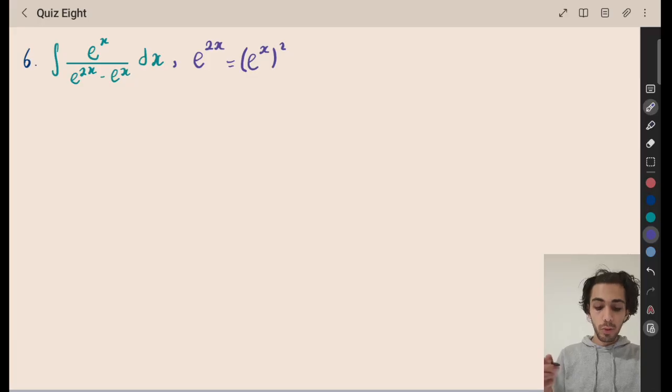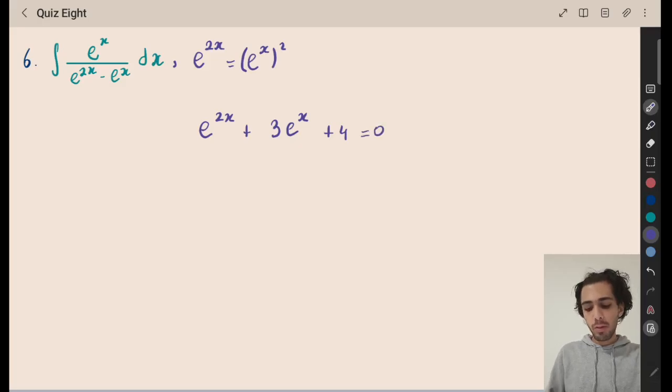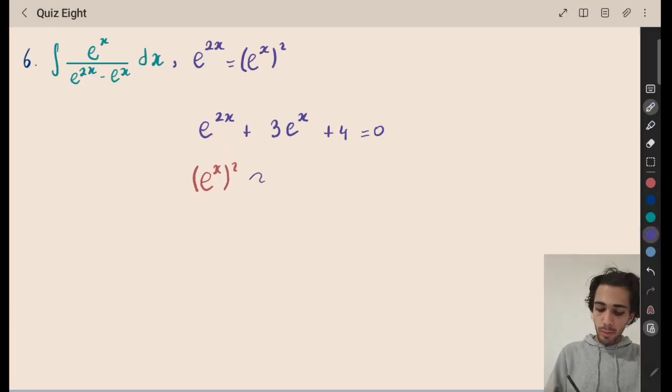In more general cases, you could get something like this. Say e to the 2x plus, let's say, 3e to the x plus 4, and let's say this is equal to 0. And you don't know what to do. Well, if you use this remark, then e to the 2x is e to the x squared, plus 3 e to the x plus 4, and this is equal to 0.